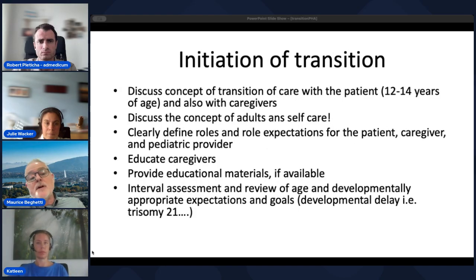So usually I'd start between 12 and 14. I discuss with patients and the family the adult concepts of care. I educate the caregivers, and I provide education materials if I have this available. And I review a lot of different goals with the family and the patients. For example, it's not the same if the patient has a genetic disease or a developmental delay like a trisomy 21. So all these things should be prepared, and usually 12 to 14 means that you start 4 to 6 years before you transition, because usually you transition at 18. Next.